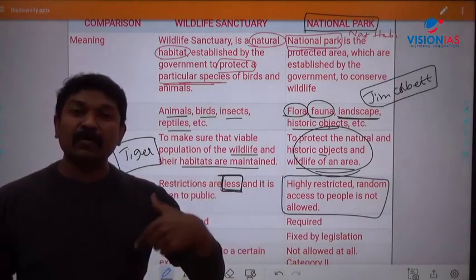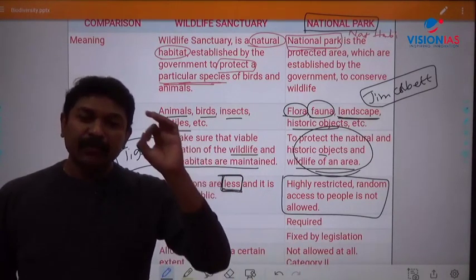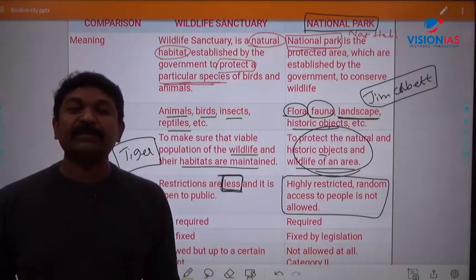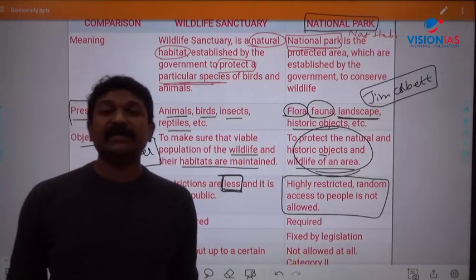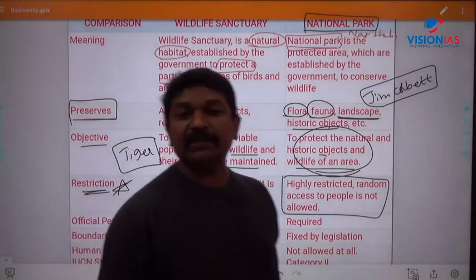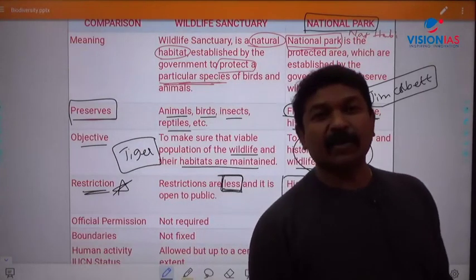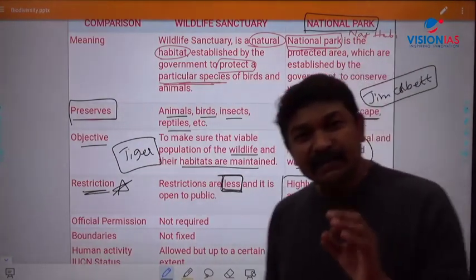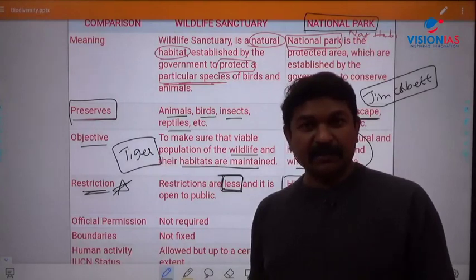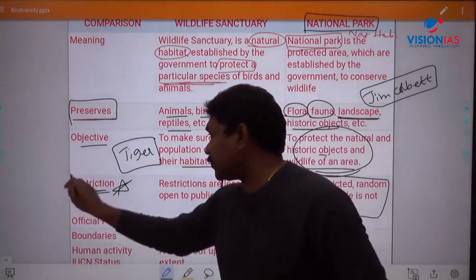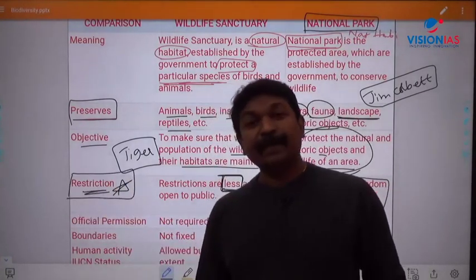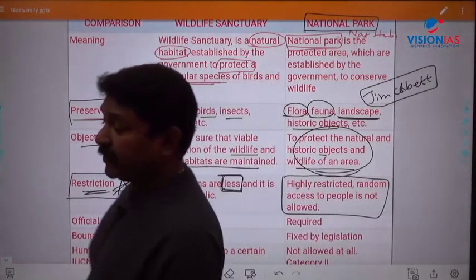If you want to enter a national park, you need to take permission. If the permission is denied, you will be treated as a trespasser and you will be arrested. Got the point? What is the recent development that took place because of the restriction criteria? Understand this one. Again, this is very important, current-related news.